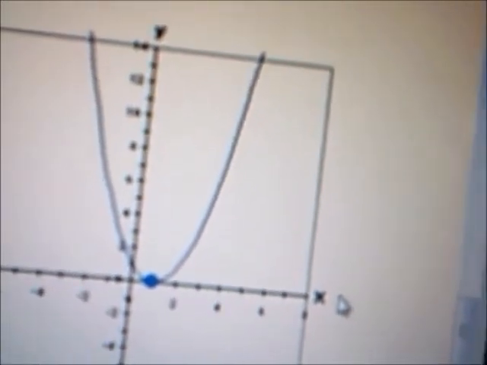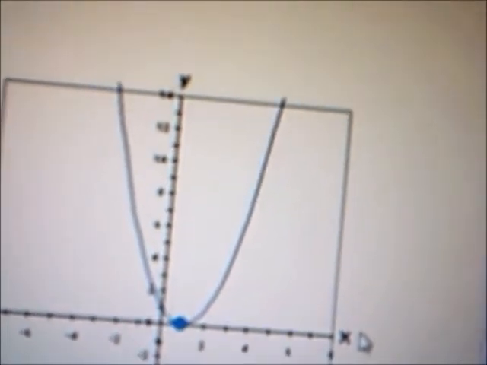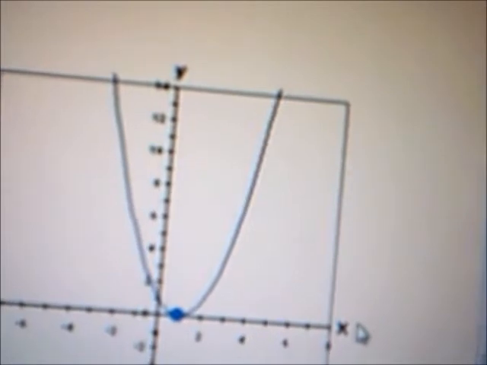If we scroll down, we see a little bit different example. It still opens up, so the a term would be positive in the equation. But as you can see, this graph does not cross the x-axis. It lands on the x-axis, and that is why there's only one solution. The y value of the solution would still be 0. The solution is actually +1. The vertex lands on the x-axis.